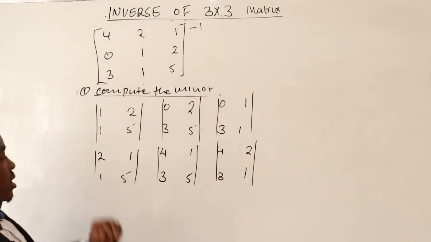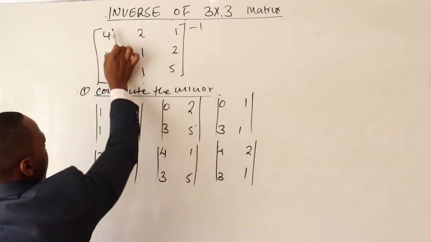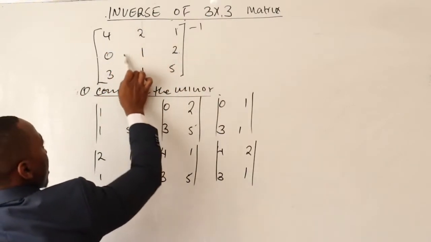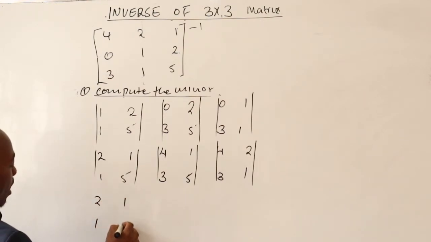Now we go to the third row. Third row, first column. The uncrossed numbers we have are 2, 1, 1, 2.